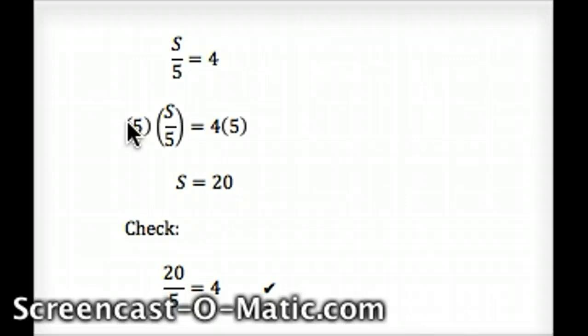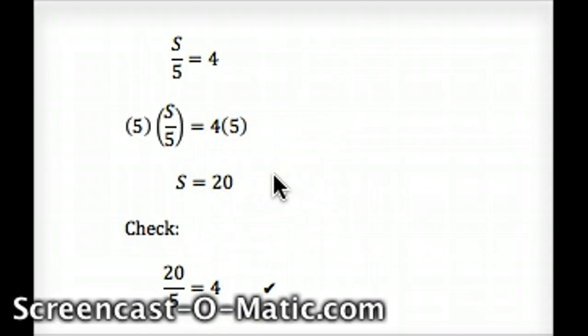If I were only to do that to one side, the equation would change its value and no longer be equal on both sides. So when I multiply the left side of the equation by 5, the 5's cancel each other out since 5 divided by 5 is 1. And on the right side, 4 times the 5 gives me 20. Now I have s equals 20.